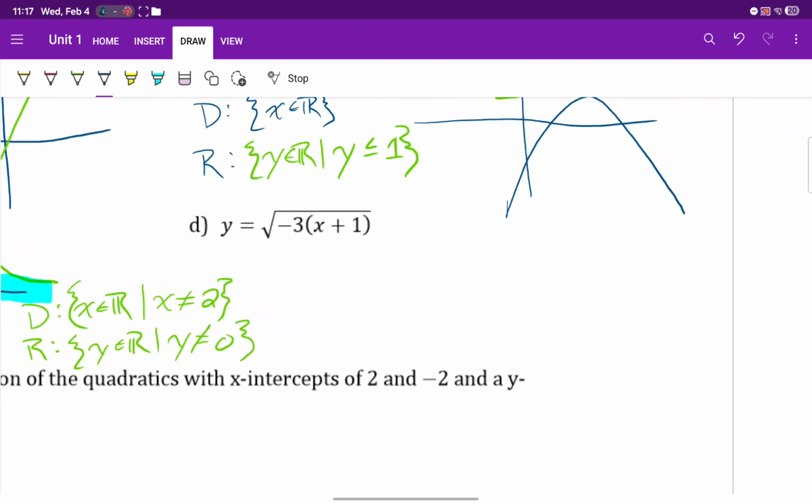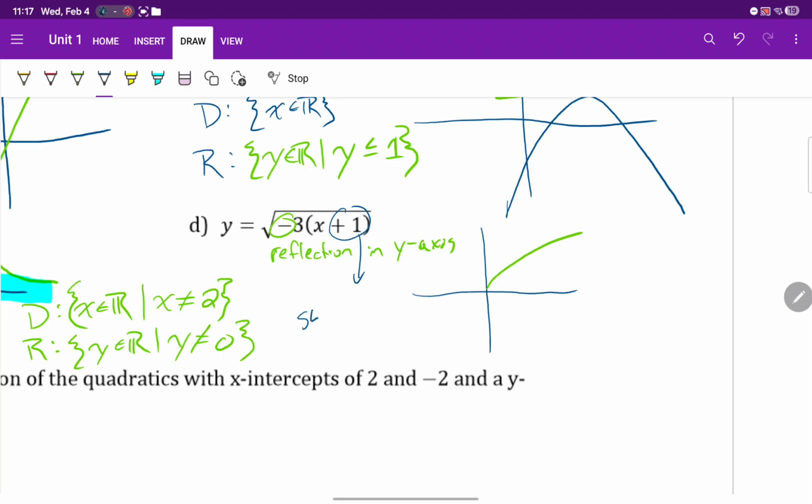And lastly here, our square root function. We know, or hopefully we know, that our square root function typically looks like this. Okay? This negative is a negative k value. That's a reflection in the y-axis. And this plus 1 here is a shift left 1 unit. So that graph actually is not going to look like what I have there. It's going to look something like this. I'm going to draw that a little better for you.